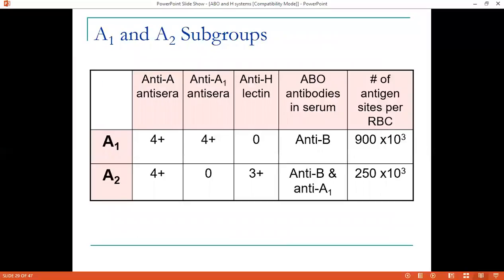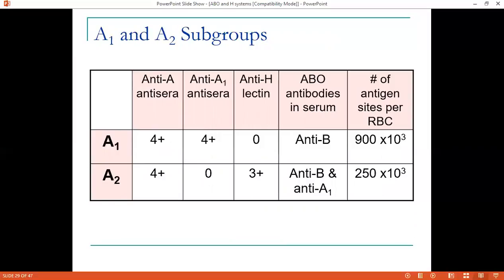And this is actually a beautiful chart that explains what I just said. So I'm going to have you look first over at the number of antigen sites per red blood cell. As you can see, the A1 group versus the A2 group, the A1 group has the highly branched antigenic sites, so they have a lot more antigen sites per red blood cell, as compared to the A2, which would only have about 250 times 10 to the third. It's more linear, and again, the H antigens on A2 blood groups are not going to be converted over as easily as the A1 is doing.